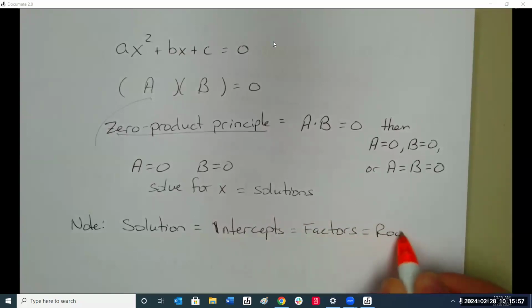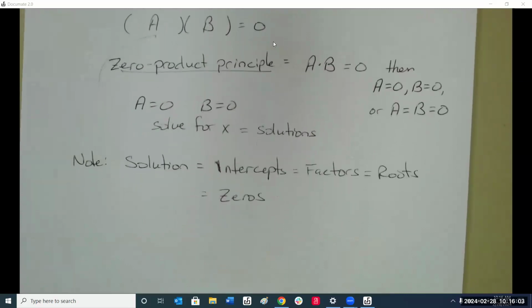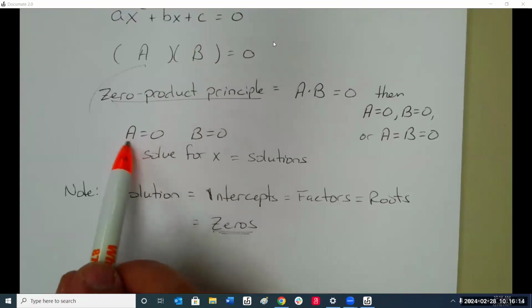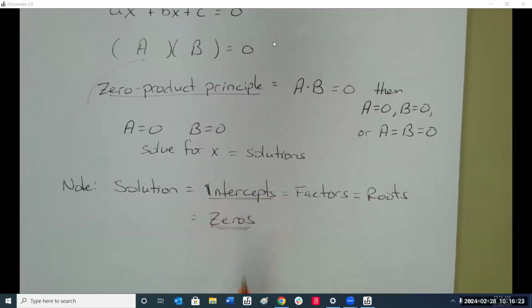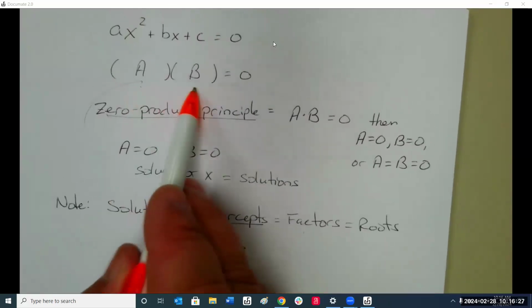Factors, roots, zeros. All of these mean the same thing. Now, you see why they call them zeros? Because once we solve these, whatever the x equals there, if I plug it back into the original equation, it will equal 0. So that's why they're called zeros. And they also cross the x-axis. They're intercepts. They're factors because that's what I factor them out to be.